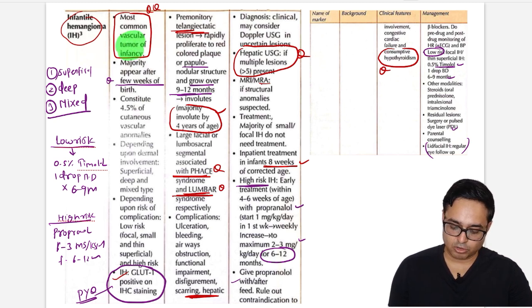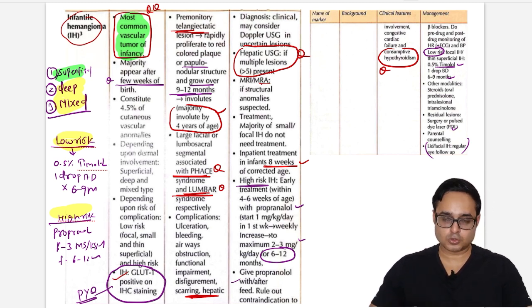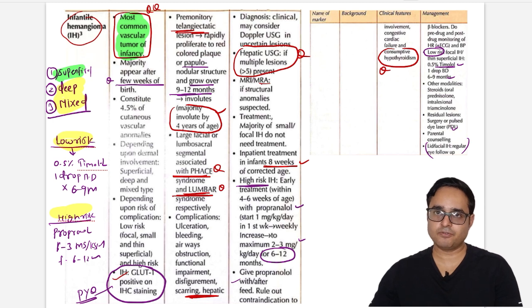So this was a PYQ. Most common vascular tumor of infancy is infantile hemangioma. They are generally divided into superficial, deep, and mixed hemangioma. Okay, these are types of infantile hemangioma generally, some having low risk and high risk. Low risk are like superficial involvement, okay, and thin superficial focal. So focal, thin superficial will be considered low risk and others are high risk.